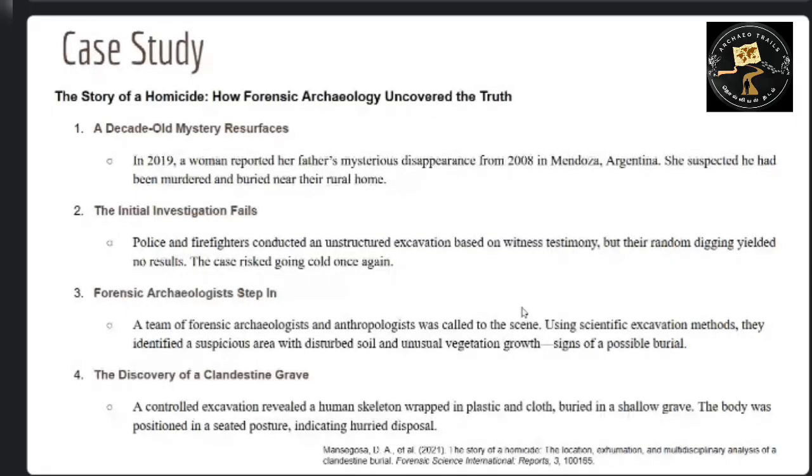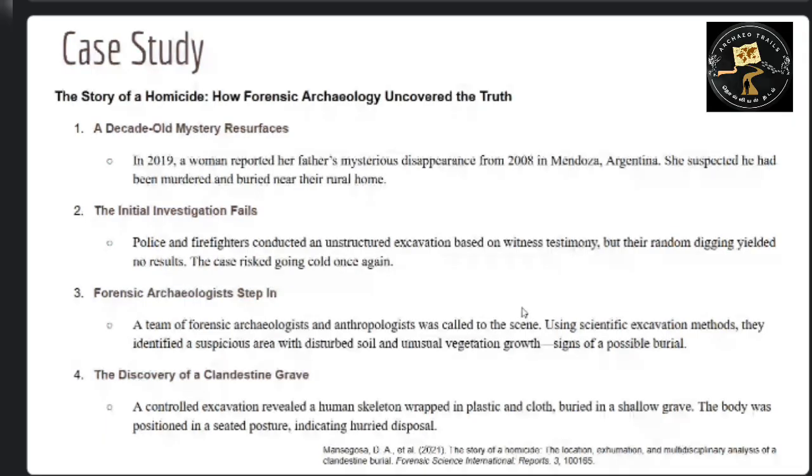Police and firefighters conducted an investigation. They went to the site. The site was very big, so they didn't know where to excavate. So they conducted an unstructured excavation based on the witness testimony, which was the daughter's testimony. They excavated, but they couldn't find anything. So what happened? Forensic archaeologists stepped in. They used scientific excavation methods and exploration methods to identify the burial. They identified a suspicious area with disturbed soil and unusual vegetation, which showed signs of possible burial.